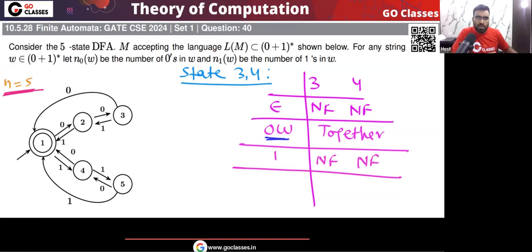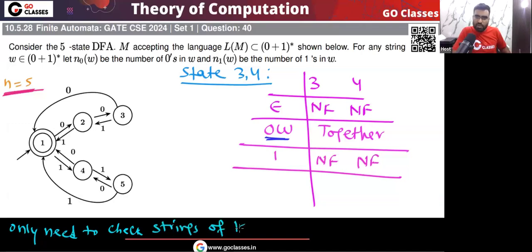Yes or no? We only have to check strings of length at most 3, that is, length less than or equal to 3. Yes or no? And there also, you don't have to check when the string is starting with 0.